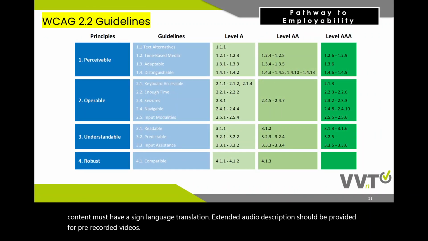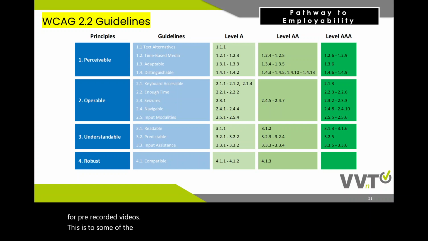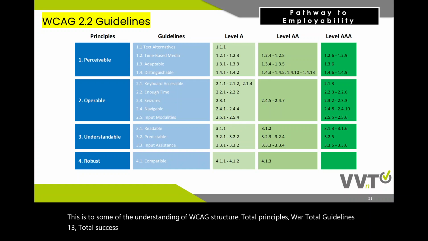This is to sum up the understanding on WCAG structure. Total principles: 4. Total guidelines: 13. Total success criteria: 87. For each guideline, we have Level A, Level AA and Level AAA success criteria represented here.